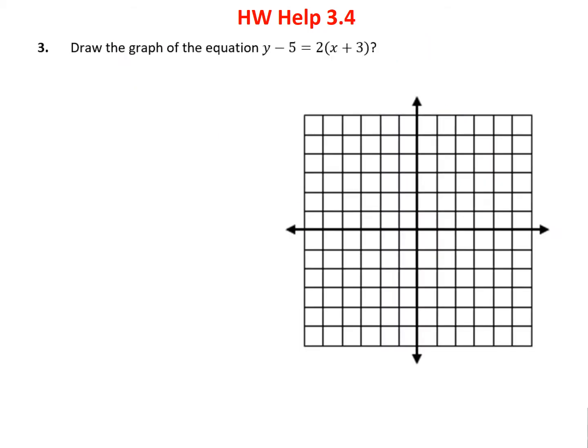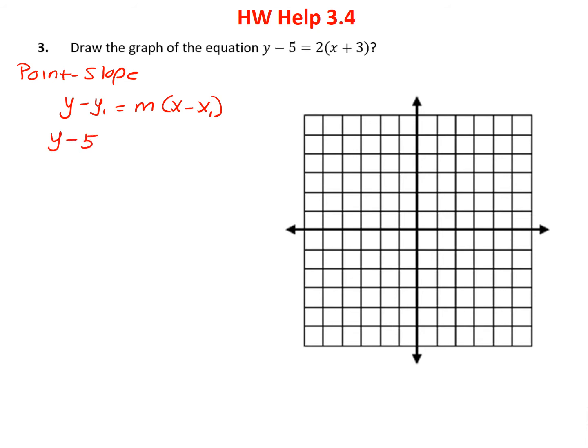For problem 3, we're going to do what we did in number 1: find the point and the slope and then use it to graph. So let's again remember what my point slope form looks like. It says that y minus the y value in 1 point equals the slope times x minus the x value in the first point.